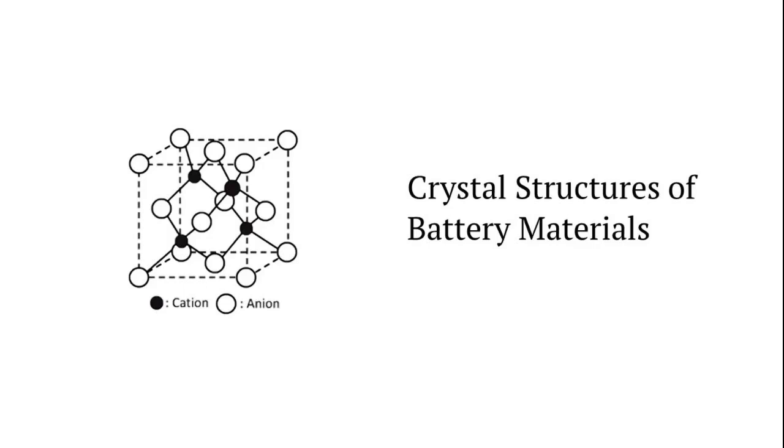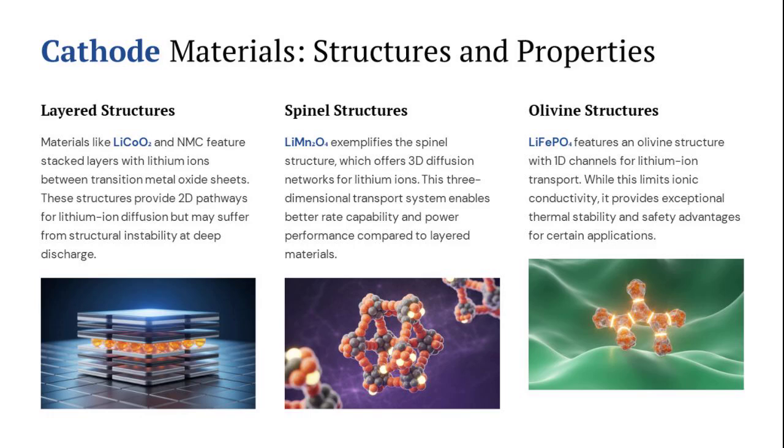Now let's look at how the crystal structures of these materials impact battery performance. Cathode materials, structures and properties. Cathode materials can be broadly categorized into three major structural types: layered, spinel, and olivine structures. Each offers distinct advantages and limitations.